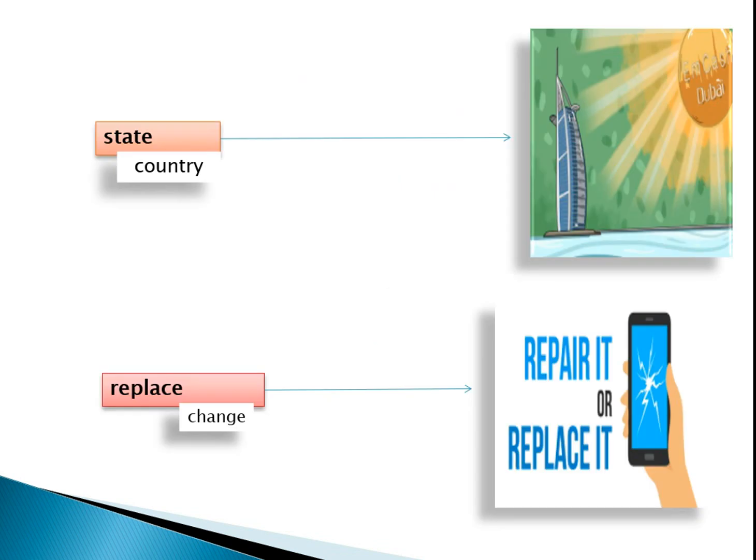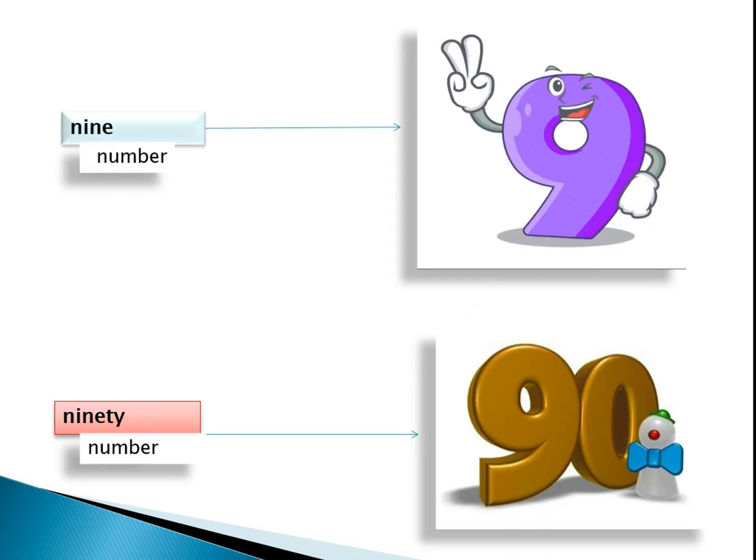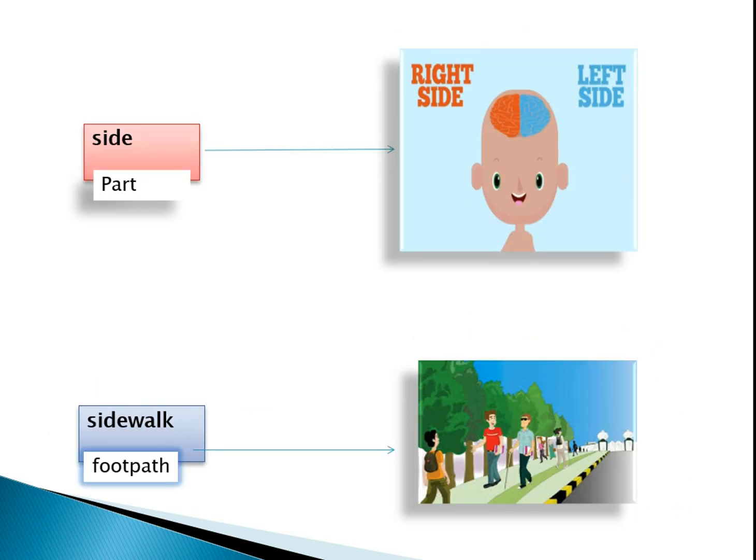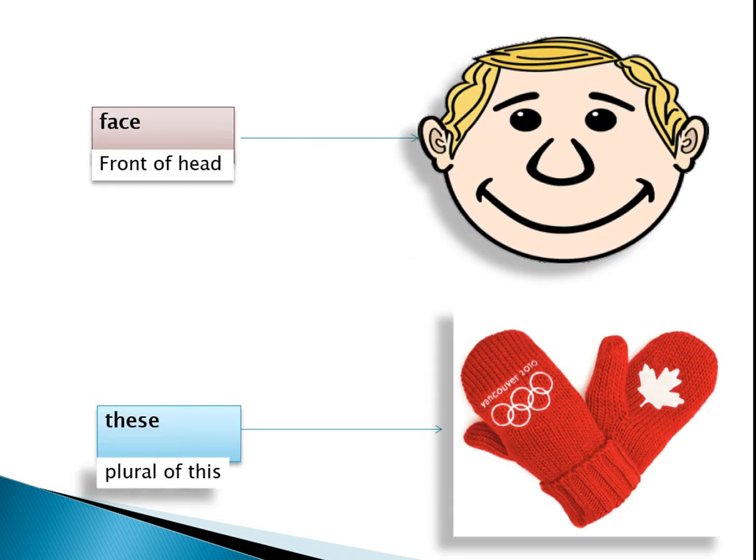For the meaning of the words, we have state, which means country, replace means change, nine and ninety, they are numbers, side, it is part. For example, we have the right side of the brain or the left side of the brain. Sidewalk, it is the place where people can walk, it is a footpath. Face, it is the front of the head, it has your eyes, nose, and mouth. These, it is the plural of this.